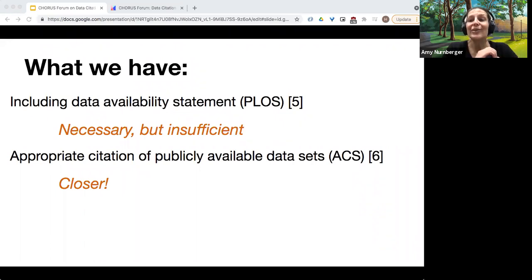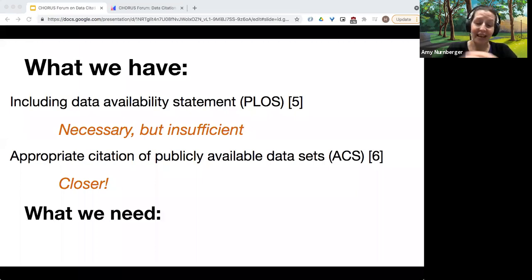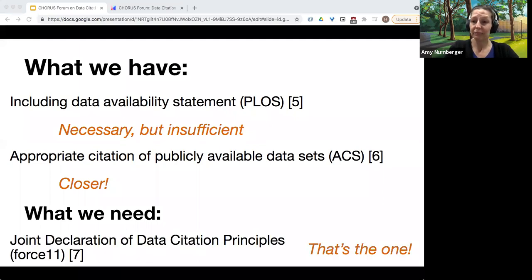Fortunately, what we need has already been laid out in Force 11's Joint Declaration of Data Citation Principles. Cite the data. Cite all of the data, broadly interpret it, regardless of its availability status. We cite materials with restricted access all the time. There's no need to start having a problem with that now. We cite not to make a statement about availability, because that's what data availability statements are for, but to point to where we came from.